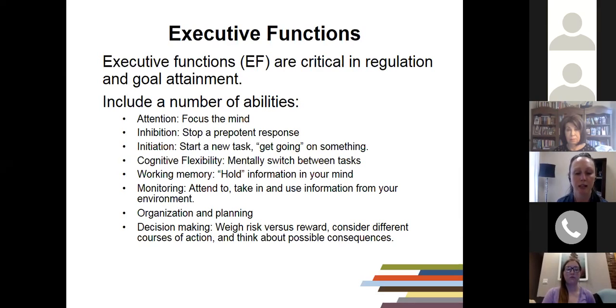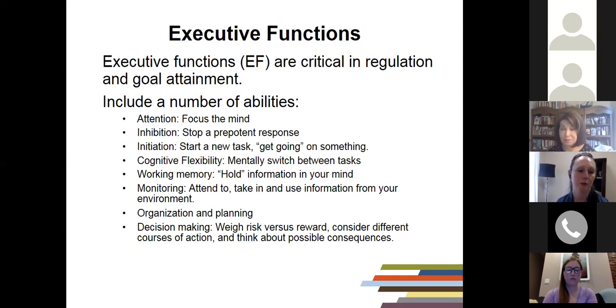We use that ability all of the time in our day-to-day life. People talk about things like multitasking. There actually is no such thing as multitasking. Mentally, you cannot do two things at once. But what you are doing is mentally shifting between tasks very quickly.